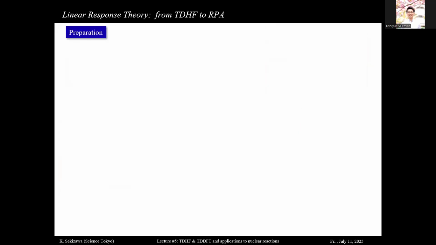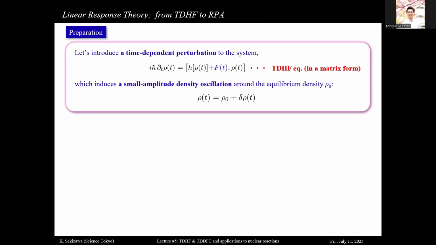So let us derive RPA from TDHF. So here I just introduce some preparation. Okay, so now we will introduce some time-dependent perturbation to the system. So this is the time-dependent Hartree-Fock equation in the matrix form.